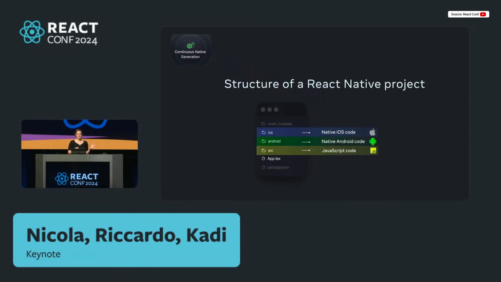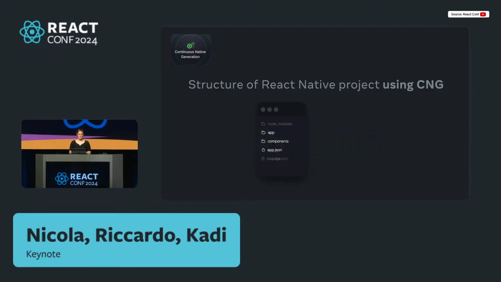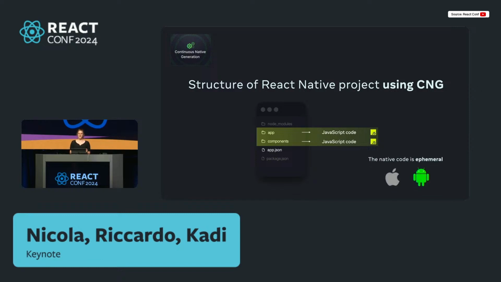This is the structure of a React Native project. We have our source folder for your JavaScript code, and the iOS and Android folders for the native code for each platform. And this is another folder structure of another React Native project that uses CNG. This is also an Expo Router project, so we have our app folder for our file system-based routing, and our component folder for the rest of our components, and not a native folder in sight. And that's because this project is using CNG, Continuous Native Generation, to generate these folders.